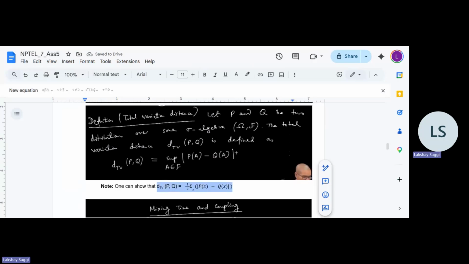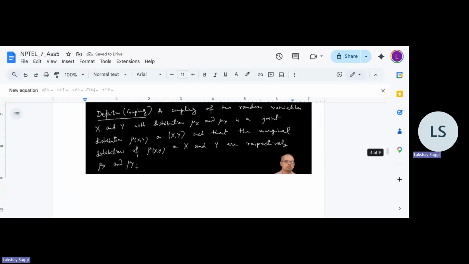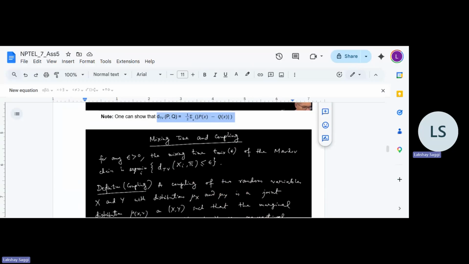And this formula is quite useful for total variation distance. It will be useful in one of the questions also, so this is something you should keep in mind. Maybe it was not discussed in the lectures properly, but it is important.